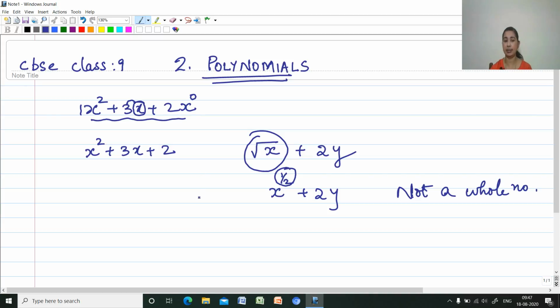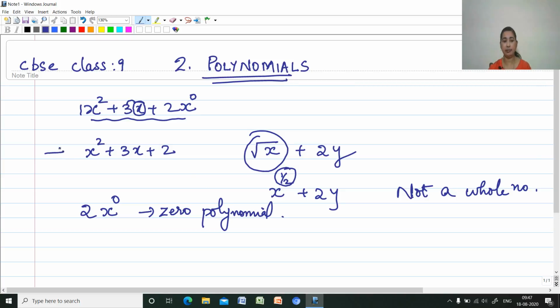So understand what a polynomial is. A polynomial has the powers of the variable as whole numbers. If it is 2 alone, then also it is a polynomial. Why? Because it can be written as 2x raised to 0, and 0 is also a whole number. So we can say that 2 is also a polynomial, and we call it a zero polynomial. But it is a polynomial itself.